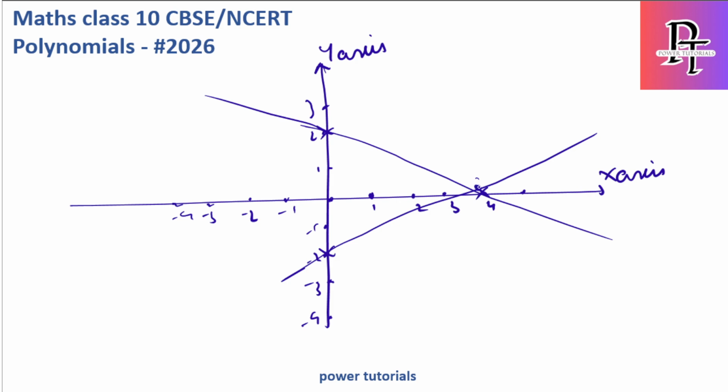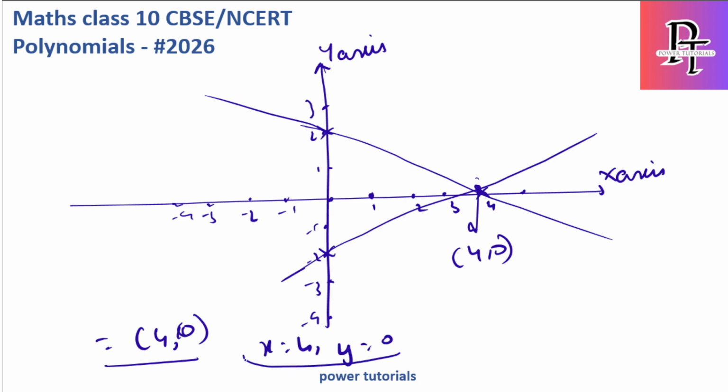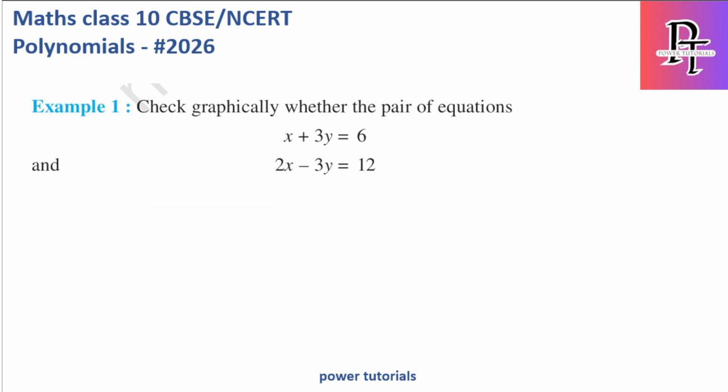So if you use exact scale and pencil, you get the intersecting point as here, which is nothing but 4 comma 0. Therefore the solution of these two linear pair of equations is 4 comma 0. That is x is 4 and y is 0. Okay, so hope you have understood how to solve it graphically. Let's solve the example questions now using the graphical method and get the solution.